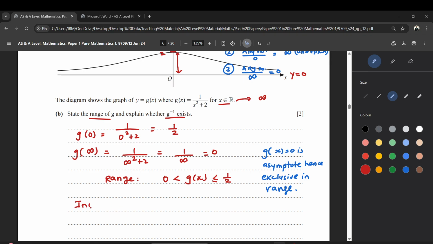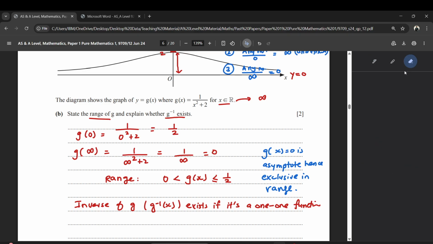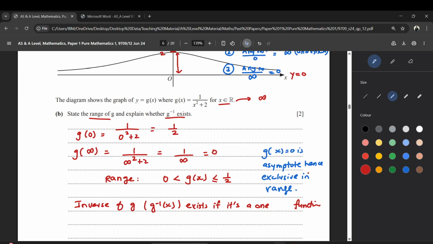So let me write this down. The inverse of g exists if it's a one-to-one function. Okay, the inverse of a function can only exist if it is a one-to-one function. So that is something we have to look over here, that is, is it a one-to-one function or not.